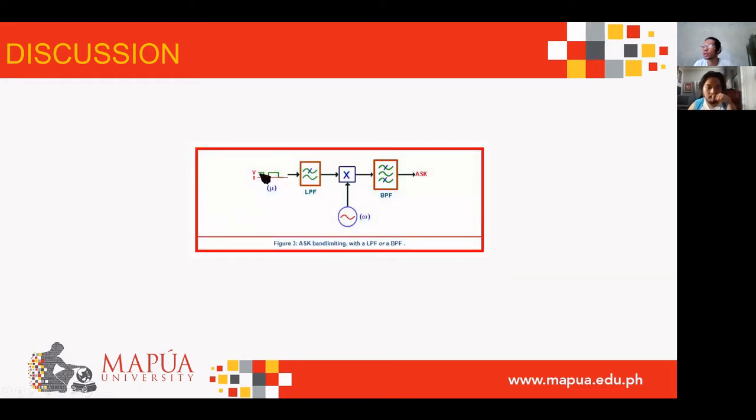This is where ASK is band limited using a low pass filter or a band pass filter. The pulse signal is fed into a low pass filter and into a mixer together with a sinusoidal generator. The output is fed also into the band pass filter, and the resulting output signal is amplitude shift keying with band limiting.